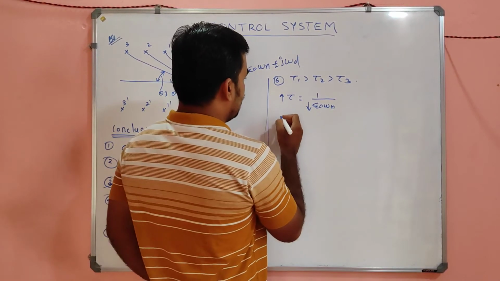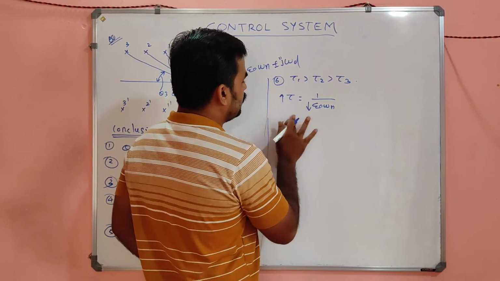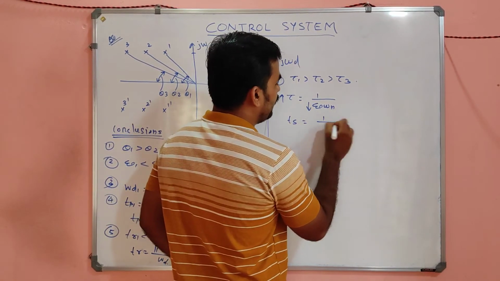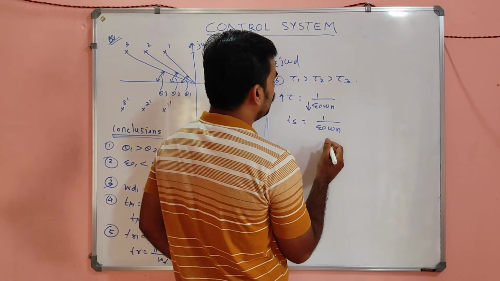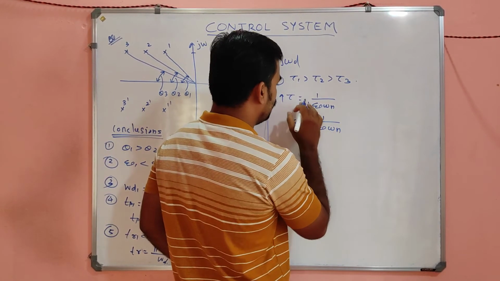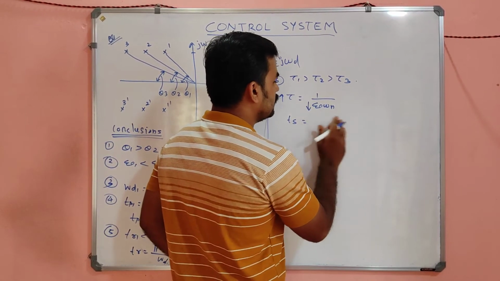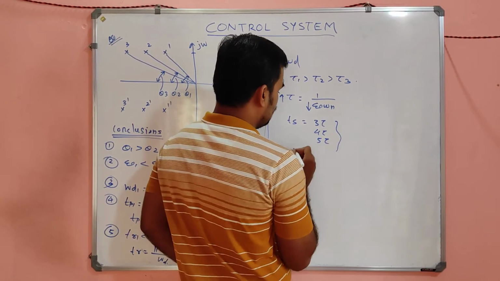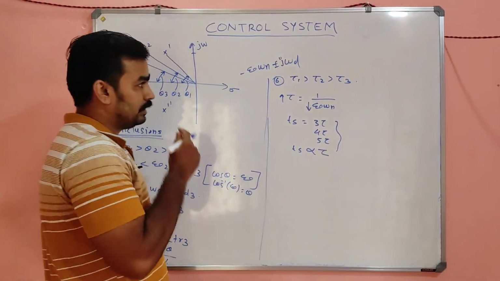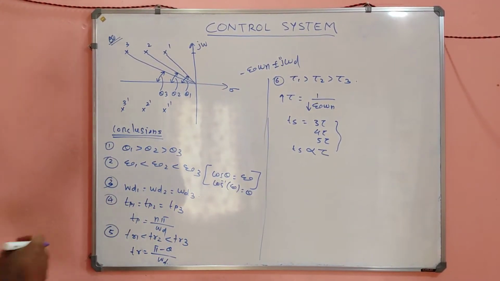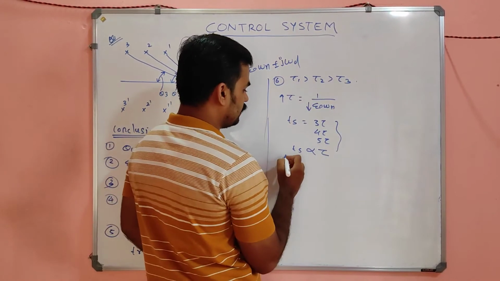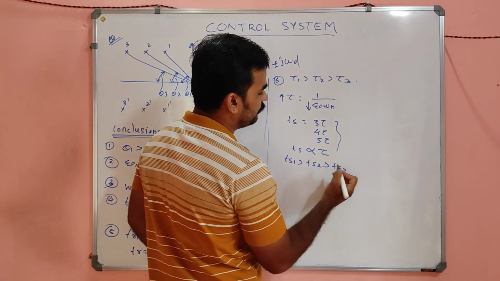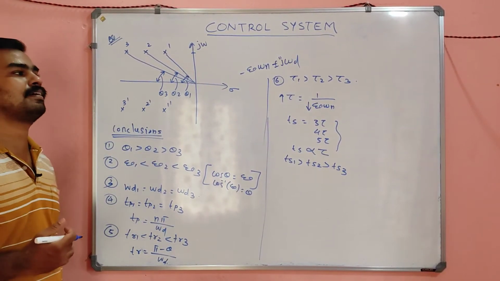Okay. And the sixth conclusion, 7. Along with that, you can write one more thing, my dear. Ts will be equal to what? Tau will be 1 by zeta omega n, and Ts will be 3 tau, 4 tau or 5 tau. Generally, Ts will be proportional to tau. So if tau increases in this manner, I can say that the settling time is also increasing in the same manner, my dear.